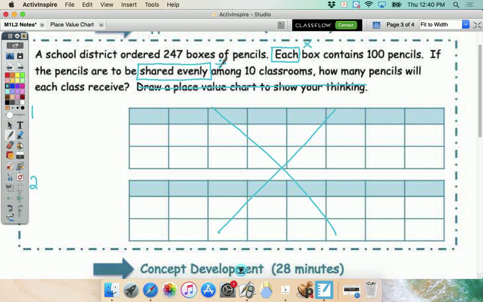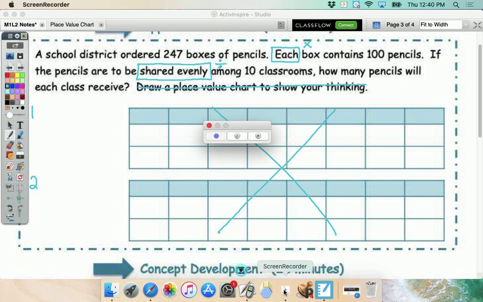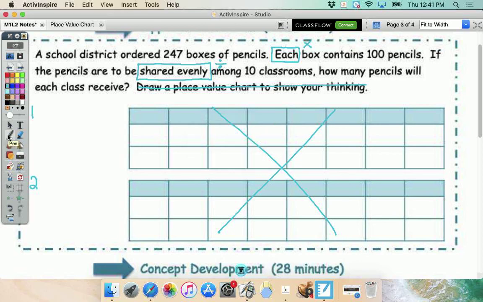So now I've got some more ideas of what I could do with these 3 numbers in the problem. Why don't you talk with your table group about what you think we can do with the numbers in the problem? All right, so table 3. Let me roll the die. 1, 2, 3. Lee Marie, what did you guys decide?